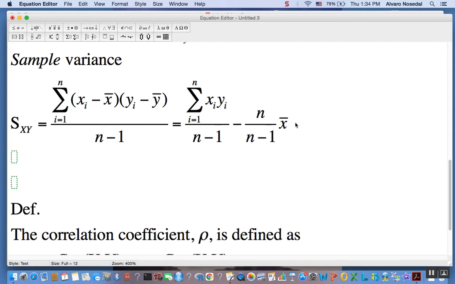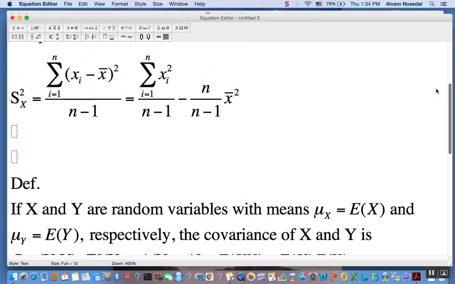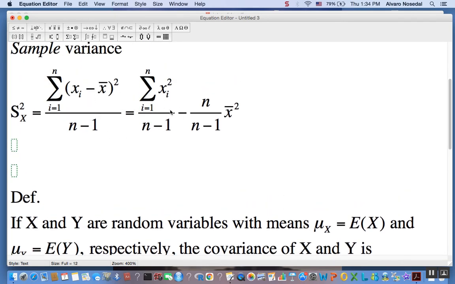Let me try to introduce there a space. That's better. Okay, so makes sense? So very similar to the definition that we had for the sample variance, right? Just an extension, just like for random variables, right?